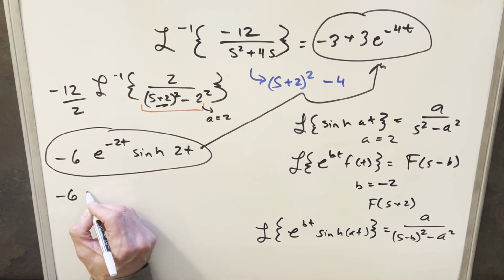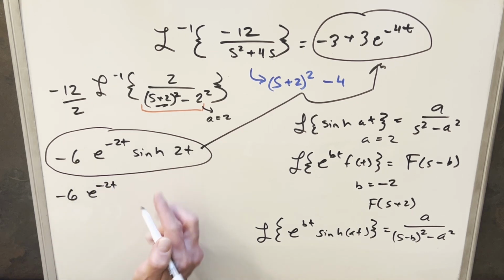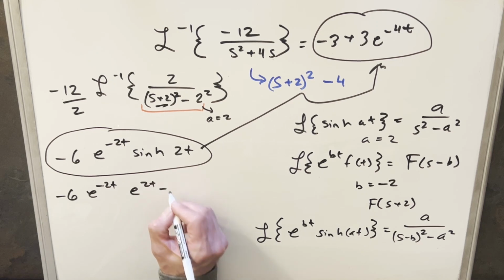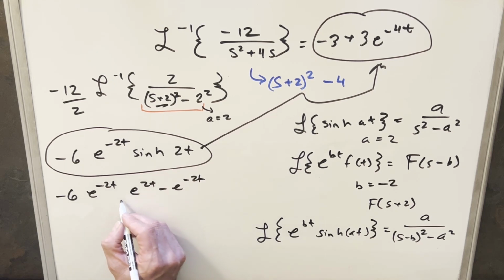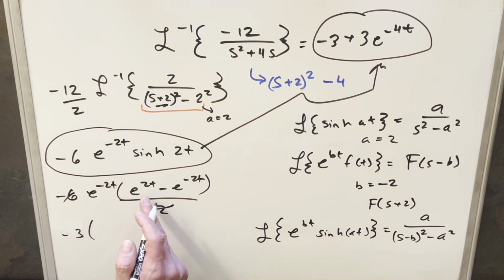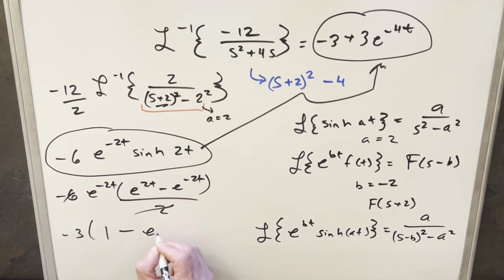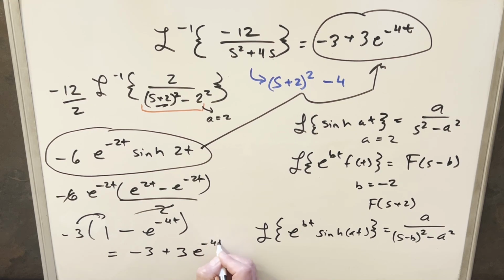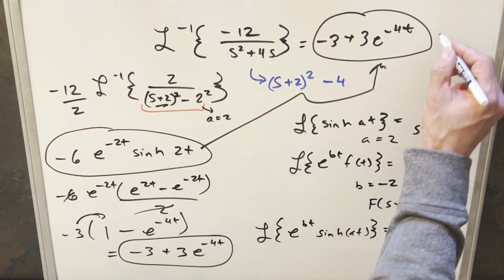So let's see, we'll have minus 6 e to the minus 2t. The definition of sinh is going to be e to the 2t minus e to the minus 2t all over 2. So then let's just simplify. Minus 6 times 1 over 2, this is going to give me a minus 3 in front here. So e to the minus 2t times e to the 2t, e to the 0, or just 1. Then multiplying it for this last term, it's going to give me e to the minus 4t. I can just distribute in this minus 3. And so for this solution, we're just going to have minus 3 plus 3 e to the minus 4t. And that's exactly what we have right there.